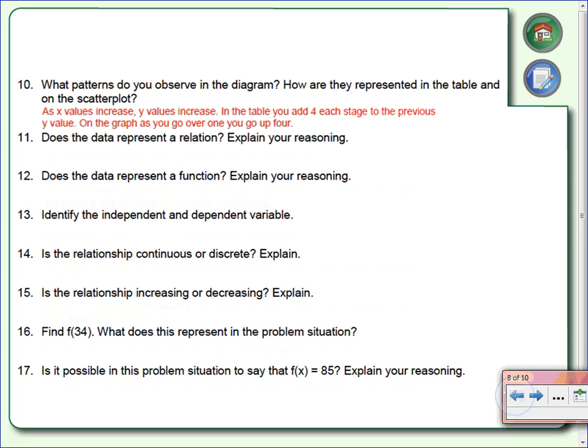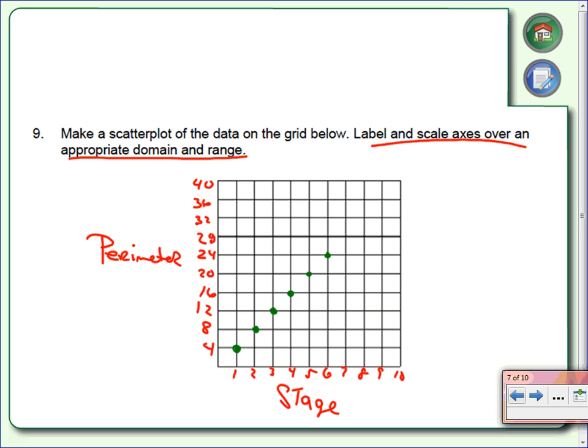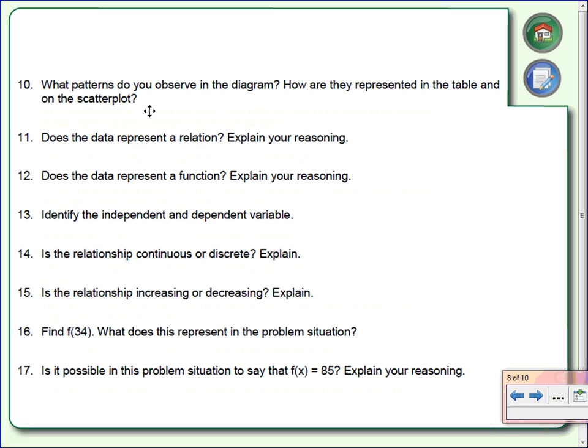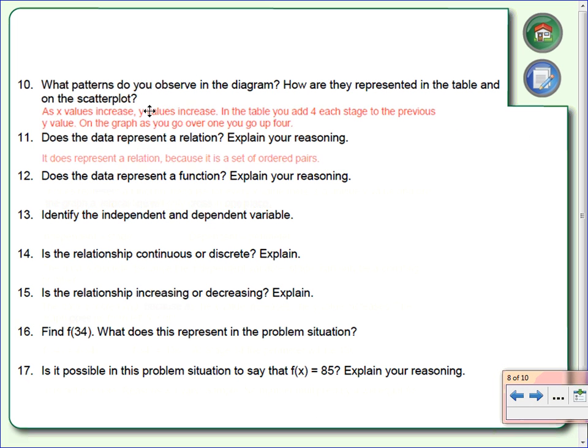Let me go back to the graph here, guys. What do I have on the graph? What are these green things? They are dots, points. They're ordered pairs. So, do I have a relation? Yes, you have a relation. You have a set of points. You have a set of ordered pairs. Anytime you have a set of ordered pairs, it's called a relation.